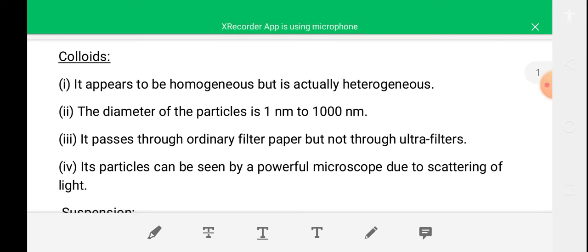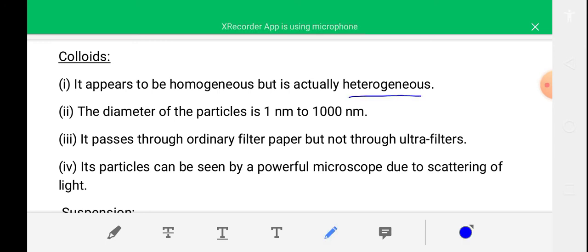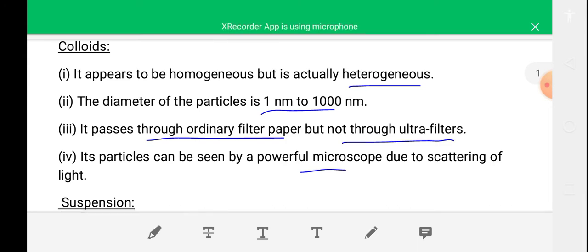Next, colloid. I have already told you, colloid appears to be homogeneous, but it is actually a heterogeneous mixture. The diameter of particles in colloid is 1 nanometer to 1000 nanometer, and it passes through ordinary filter paper but not through ultrafilters, and its particles can be seen by a powerful microscope due to scattering of light. These are the characteristics or properties of colloid.